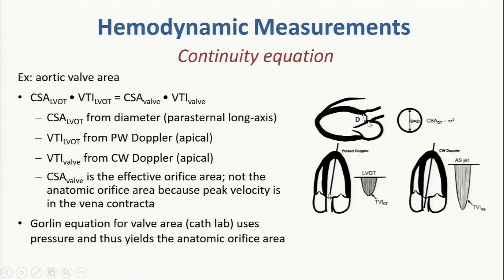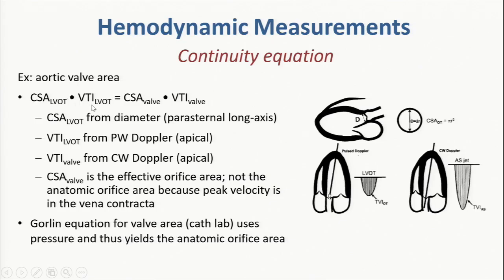So how do we do this in practice? Well, we need the cross-sectional area of the left ventricular outflow tract. That's typically done by getting a parasternal long-axis view and measuring the diameter. Then we need the velocity time integral in the left ventricular outflow tract. That's typically done using a pulse Doppler signal in the left ventricular outflow tract. Here in this diagram, they've flipped the sector on us, but that won't throw us off too much. We just put that out and we measure the flow profile here. There's the velocity time integral.